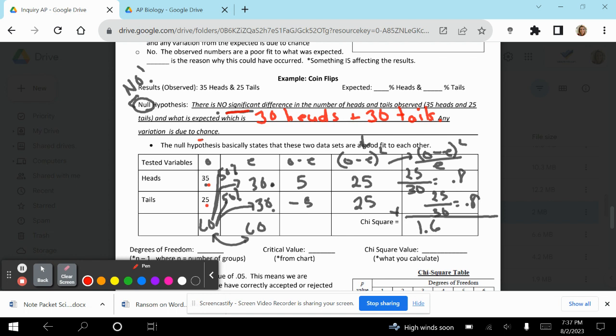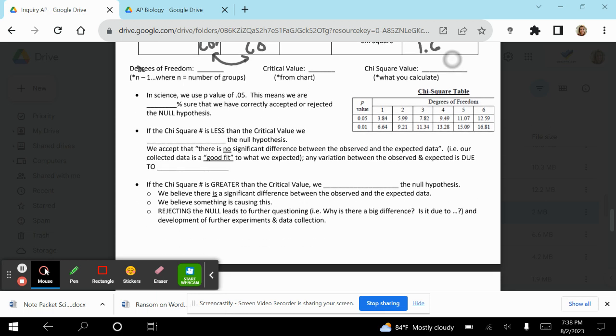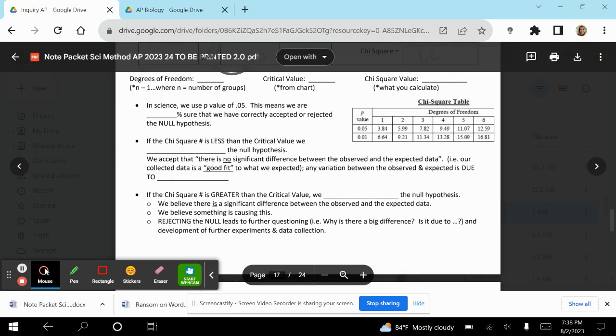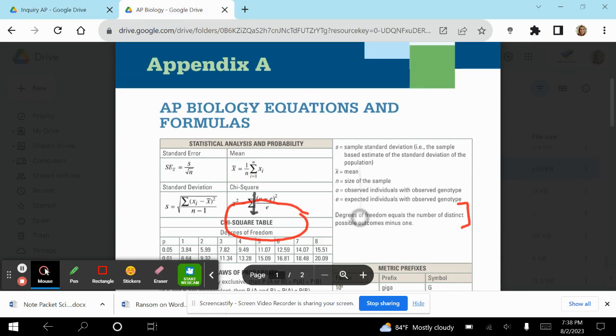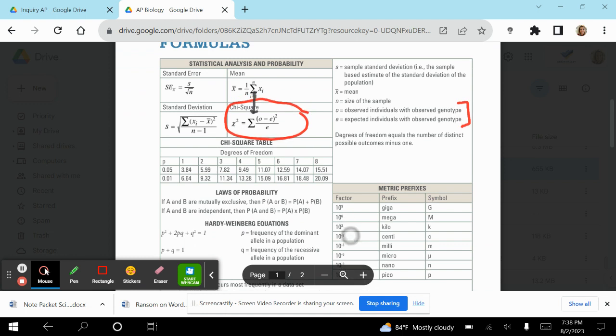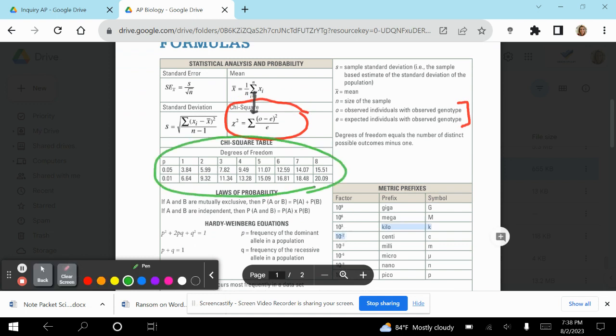So we can make the decision whether 35 and 25 are a close fit to 30 and 30. Before we can do that, we're going to have to figure out how to use this chi-square table that you see right there. And it is also on the formula sheet. Right here underneath, you're going to see that chi-square table.